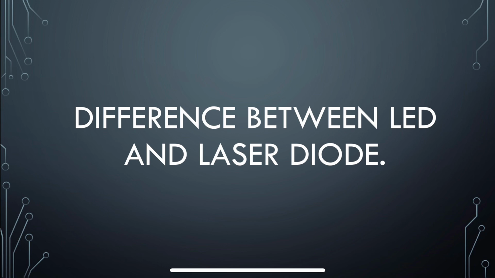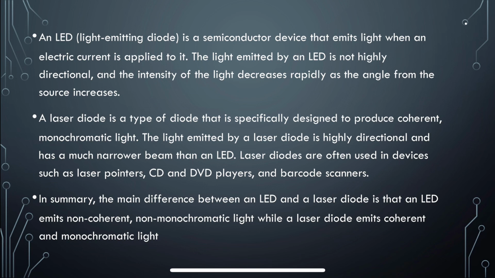Difference between LED and laser diode. An LED, light emitting diode, is a semiconductor device that emits light when an electric current is applied to it. The light emitted by an LED is not highly directional, and the intensity of the light decreases rapidly as the angle from the source increases.